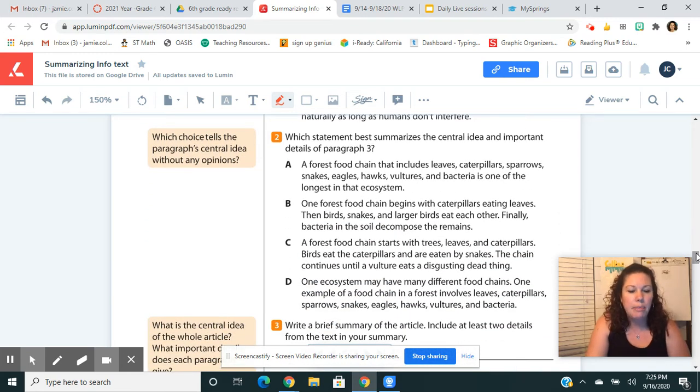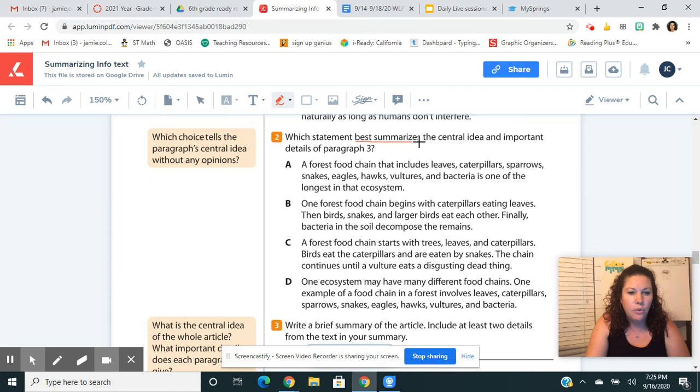It says, which statement best summarizes the central idea and important details of paragraph 3? Okay, so this one is specifically on paragraph 3. It says, which choice tells the paragraph's central idea without any opinions? Ooh, that's a good hint, because remember we talked about how summarizing does not include opinions. Let's go ahead and read our answers. I'm going to underline "best summarizes" because that's what I'm looking for.